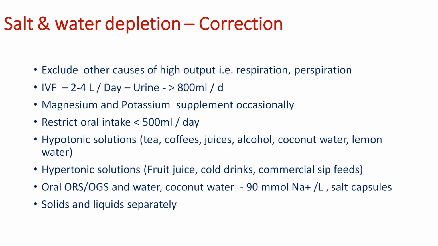Magnesium and potassium supplements occasionally, because these are the micronutrients that are absorbed in the small intestine. So usually we can see the serum levels of magnesium or potassium are very low. So we should consider and allow our patient high potassium and high magnesium food and fruits. Restrict oral intake up to 500 ml if the fistula output is high.